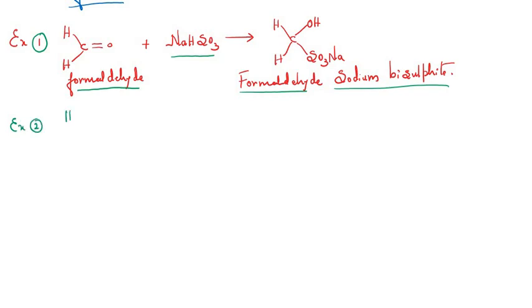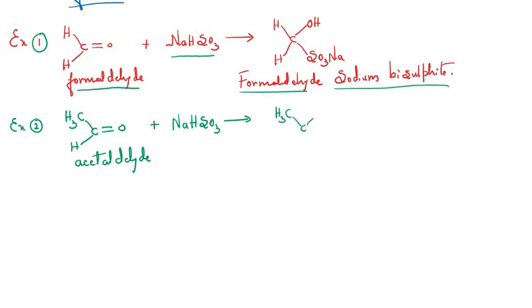In this example 2 we will be taking CH3, C double bond O and H. So the name of this reactant is acetaldehyde, right? Acetaldehyde when treated with NaHSO3, sodium bisulfite, here I can write CH3, a carbon, then followed by OH, one hydrogen atom, and here SO3 Na, and the name of the compound is acetaldehyde sodium bisulfite.